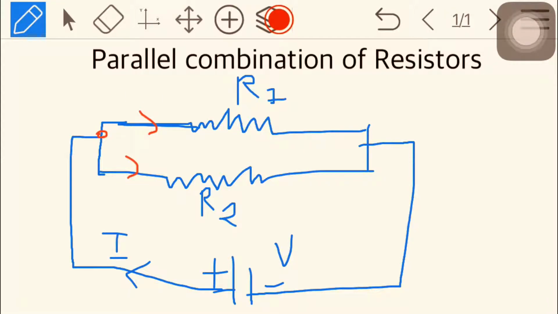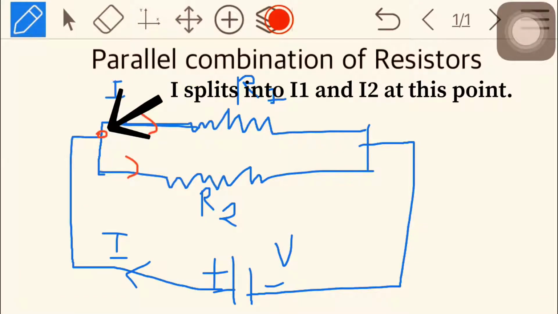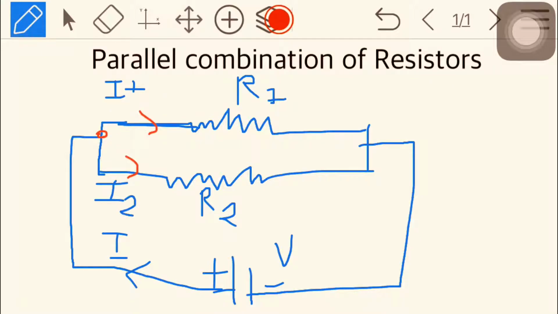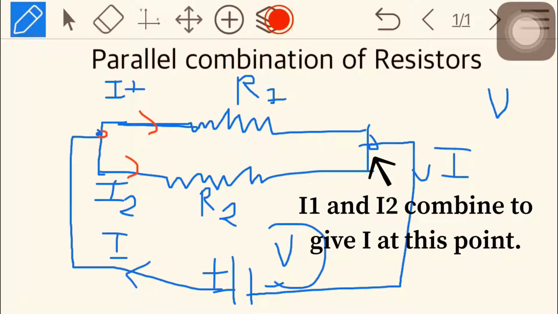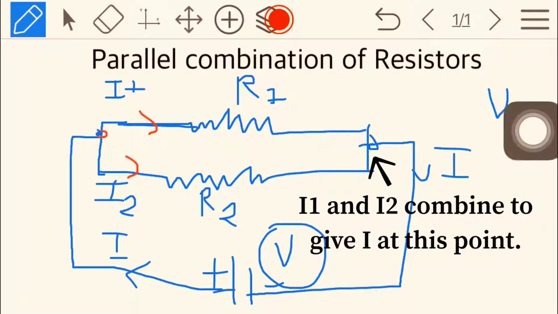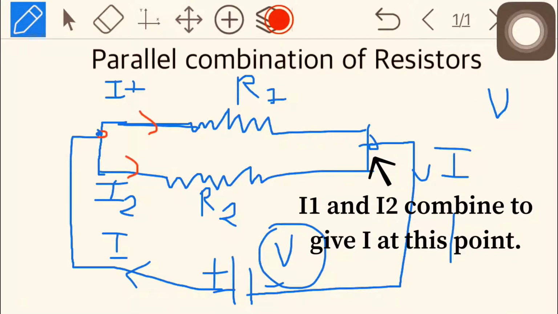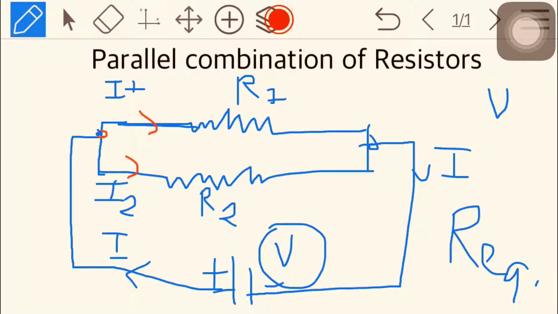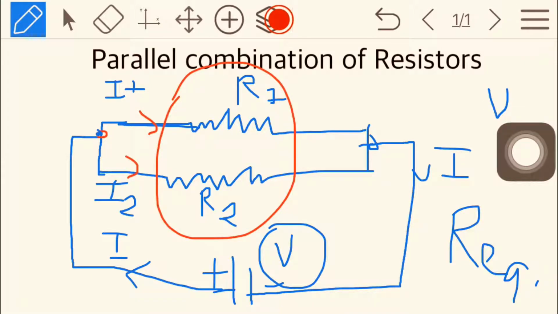Current I is flowing through the circuit, and from that red dot, the current is divided into two parts, I1 and I2, where I1 flows through resistor R1 and I2 flows through resistor R2. These two currents combine to give I at the other common point of R1 and R2. In parallel combination of resistors, current is divided but voltage remains the same across the resistors. Req is the equivalent resistance of R1 and R2 here.